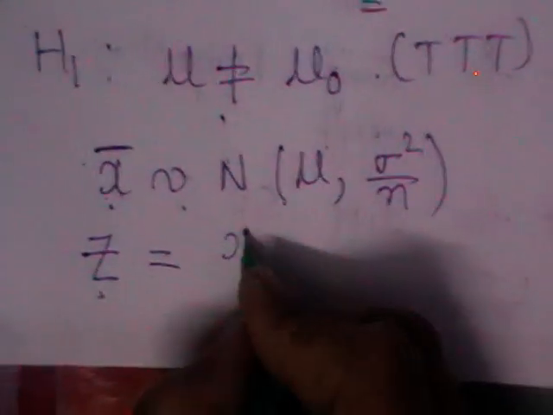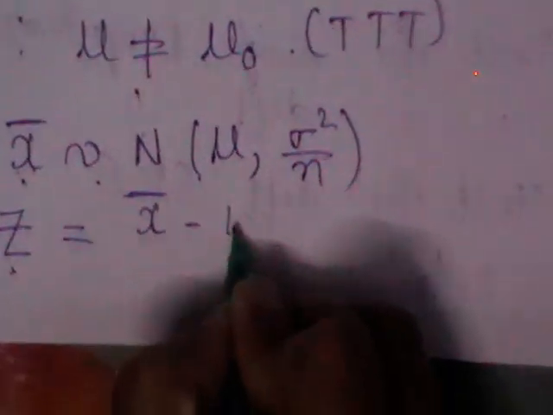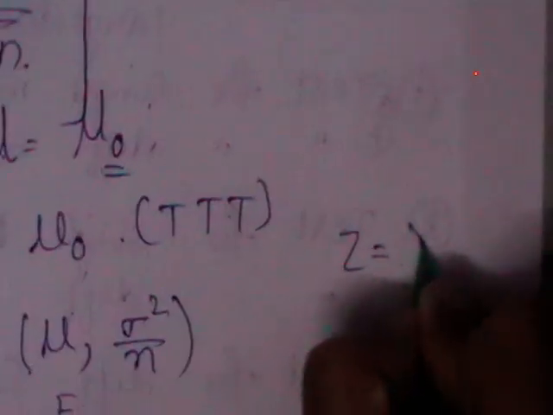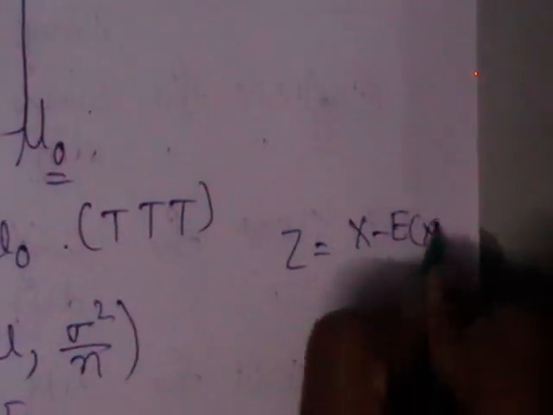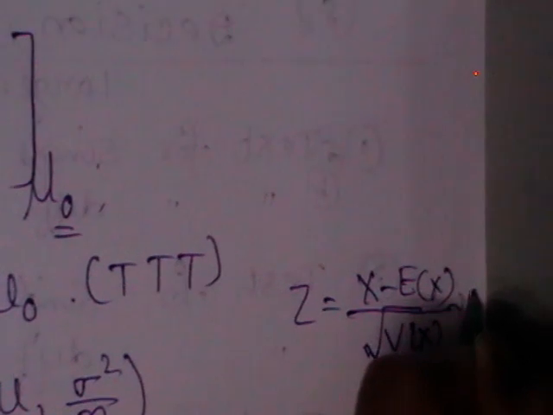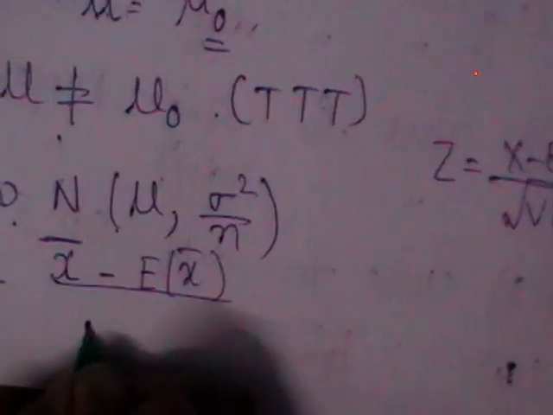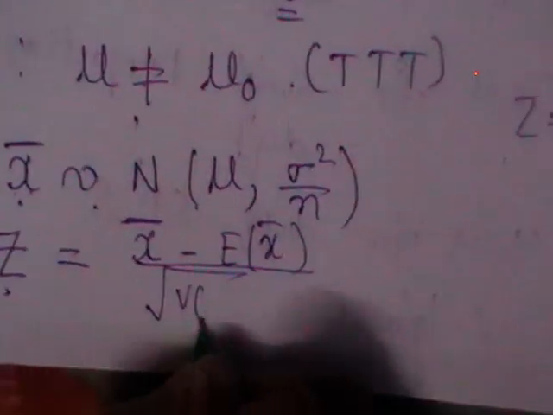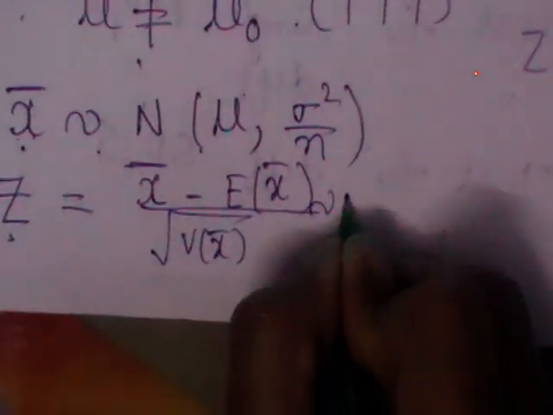what is the test here? It is a test for a single mean. So you are going to write x bar minus... How do you define Z? Z is equal to x minus E of x by root over variance of x, which follows N(0,1). So here, in place of x, you are going to get x bar minus E of x bar by root over variance of x bar, which follows N(0,1).